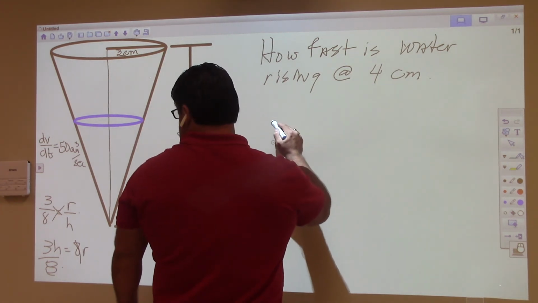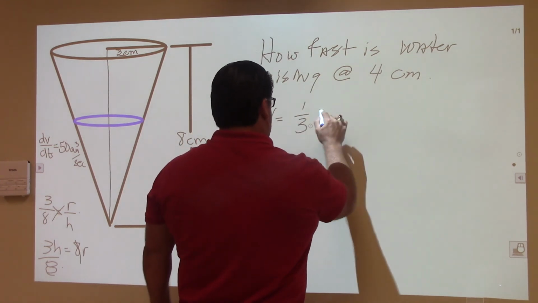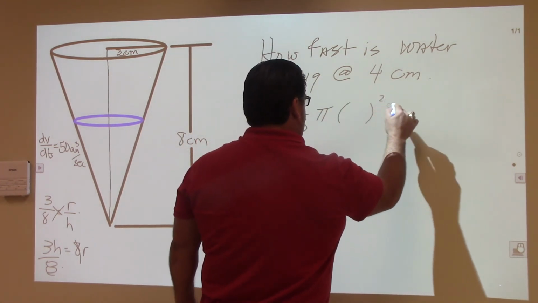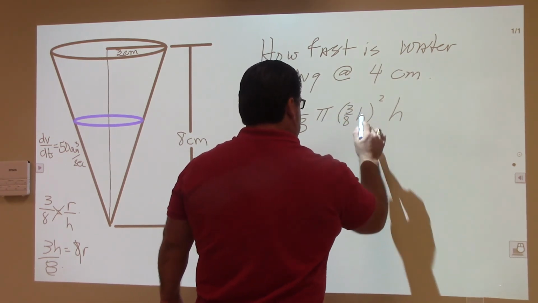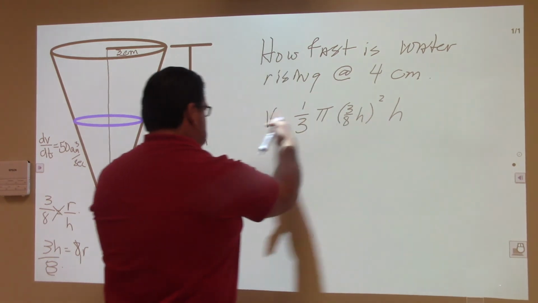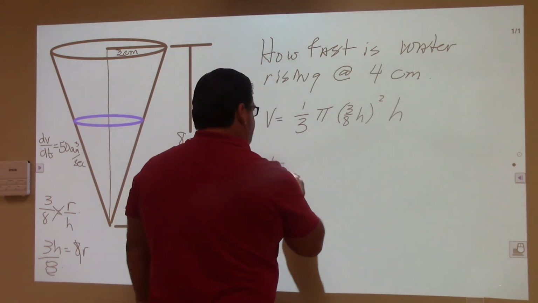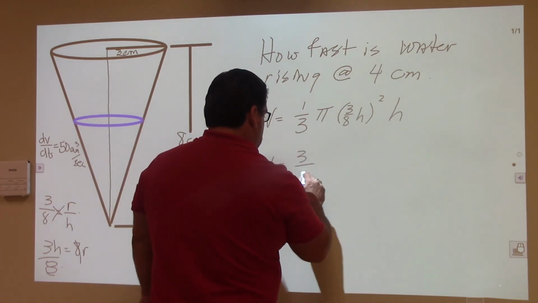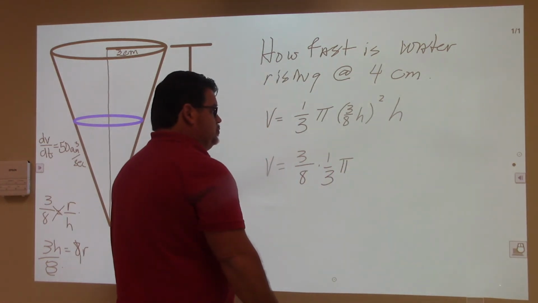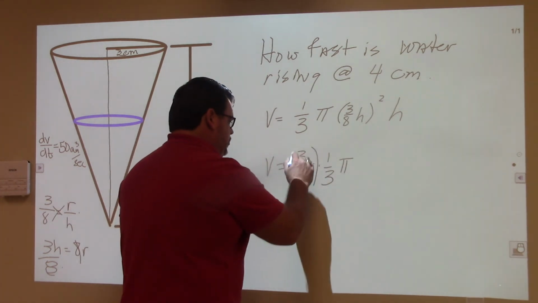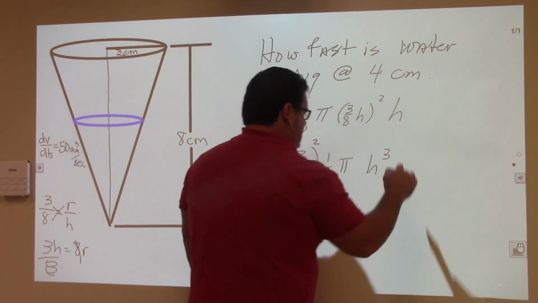So V is equal to 1/3 pi r squared h, and we have r = 3/8 h. What am I going to do with that 3/8? Pull it out. Thank you. V is equal to 3/8 times 1/3. Oh my gosh, don't you have to square that, though? The 3/8. Yeah, you're right. Thank you. And h squared times h is h cubed.